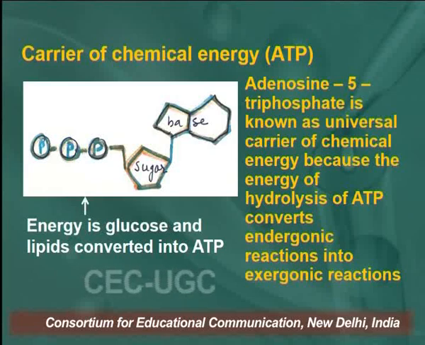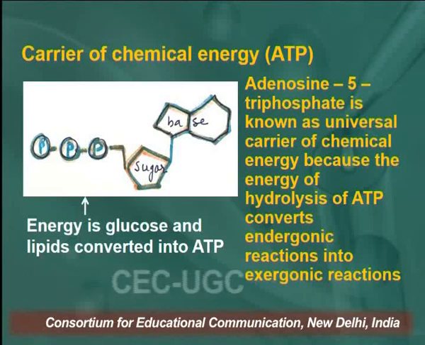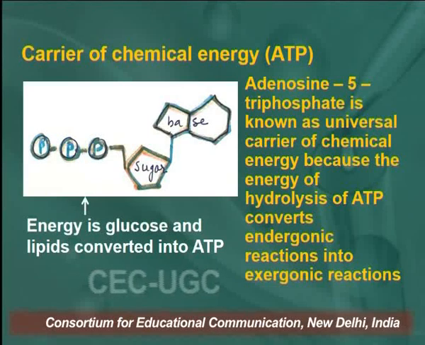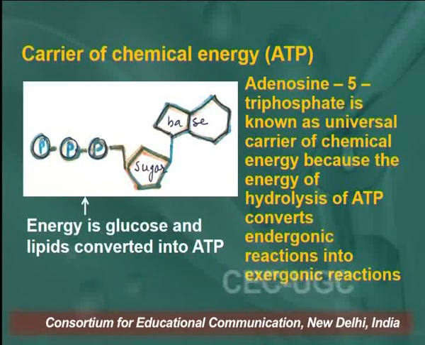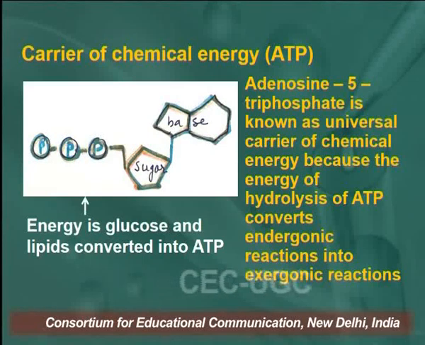Learners, on your screen you are looking at the structure of ATP. It is also called the energy currency. Adenosine 5' triphosphate is known as the universal carrier of chemical energy because the energy of hydrolysis of ATP converts endergonic reactions into exergonic reactions. So, energy from glucose and lipids is converted into ATP.